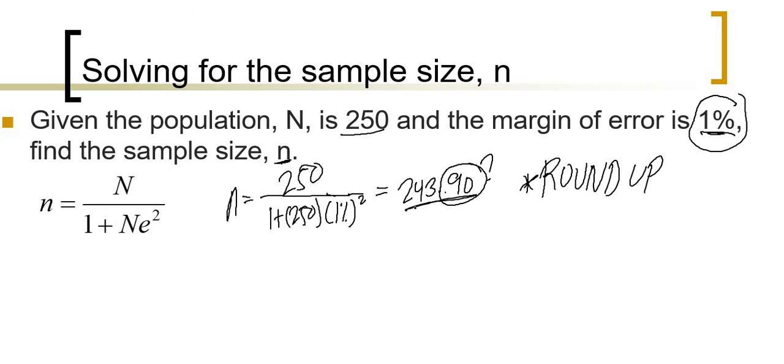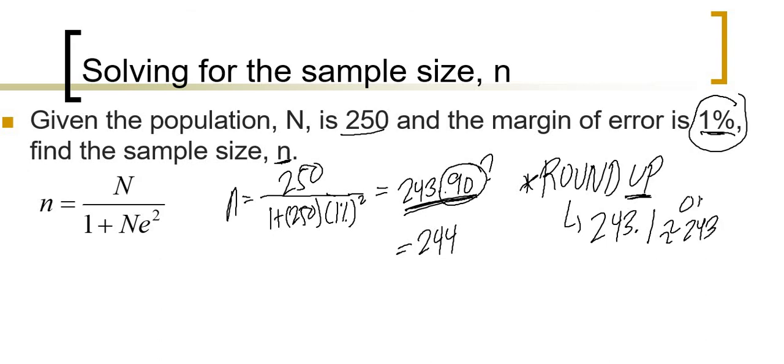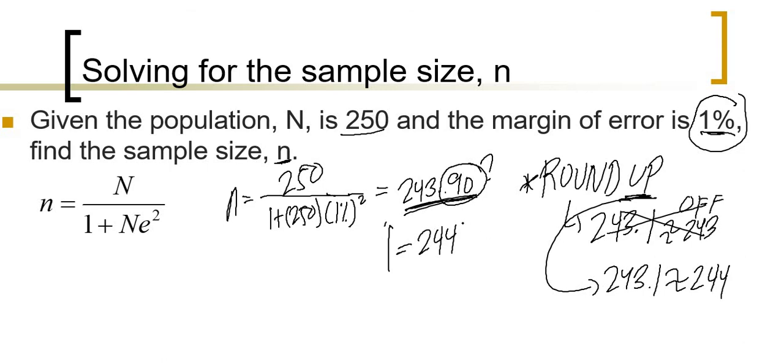Meaning, when we round it up, this will now become 244. Now, round up does not mean like this. Also, if, for example, you have 243.1, in the usual round off, this will become 243. But this is round off, and that's not what we will do. For round up, if it's 243.1, it would still be 244. So our sample size is 244, just 6 short of the population size.